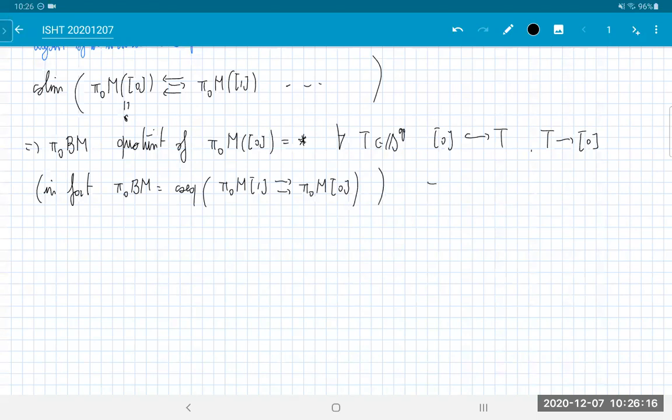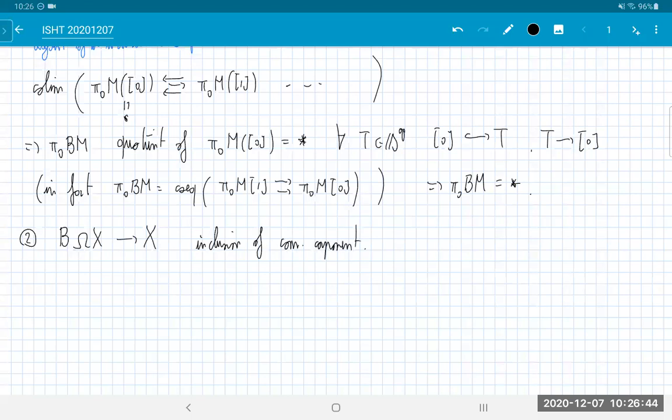But then, therefore, pi zero of Bm is just the point, because it's a quotient of the point in sets. So this was easy. So that's step one. And step two, remember we need to show that B omega x going to x is the inclusion of the connected component.